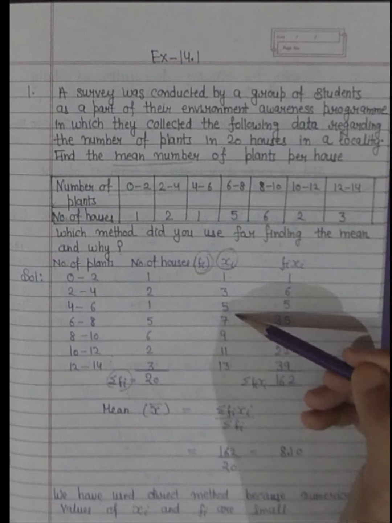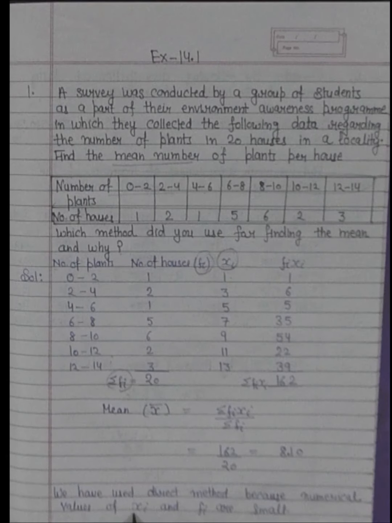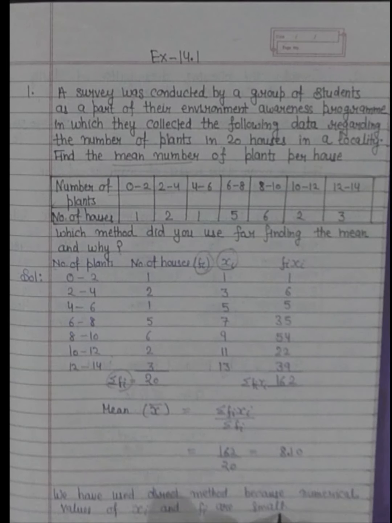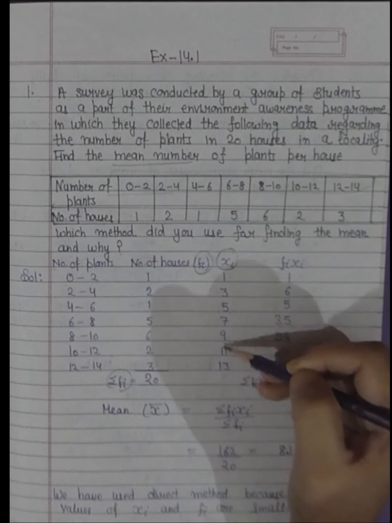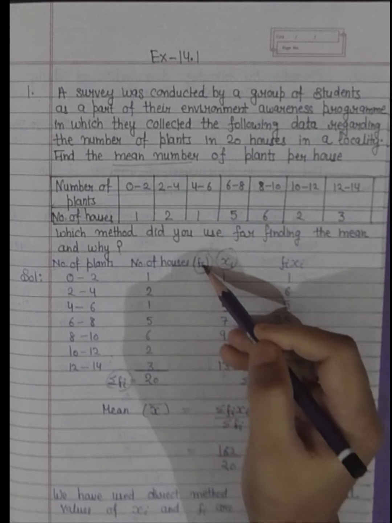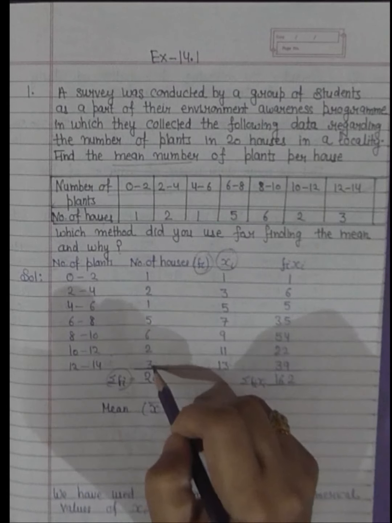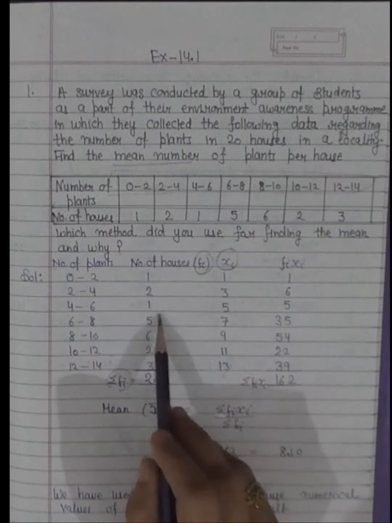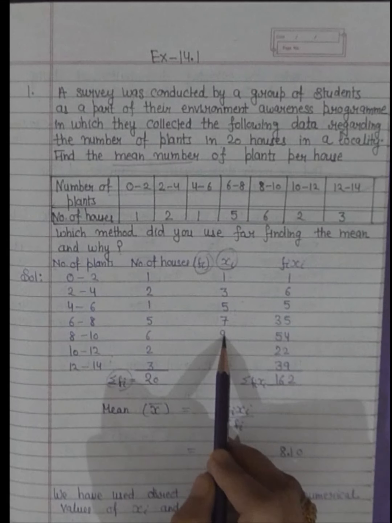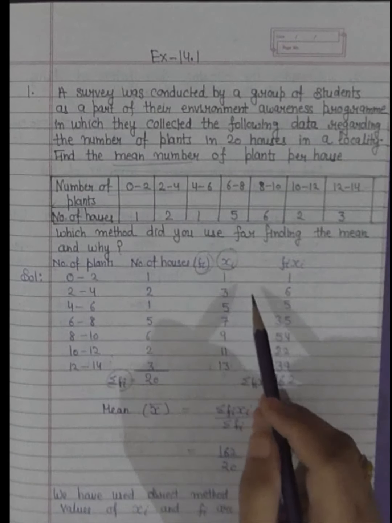Now why have I used the direct method here? Because the numerical values of xi's and fi's are very small here. See, the values of xi's are 1, 3, 5, 7, 9, 11, 13, and the values of fi are 1, 2, 1, 5, 6, 2, 3. Actually in the direct method there is summation fi xi. It means we have to multiply fi and xi, and their values are very small. So we are following the direct method because it will be easy to multiply them.